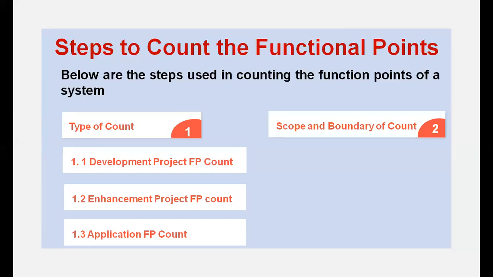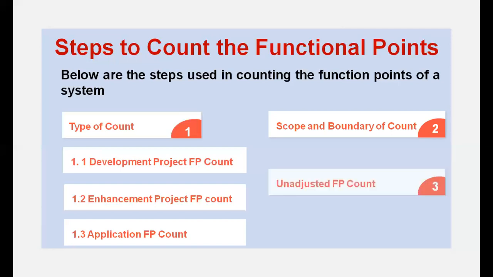Now let us see the second step, that is scope and boundary of the count. In the second step, the scope and boundary of the functions are identified. Here boundaries indicate the borders between the application being measured and the external application. So here the scope can be decided with the help of data screens, reports, and files.